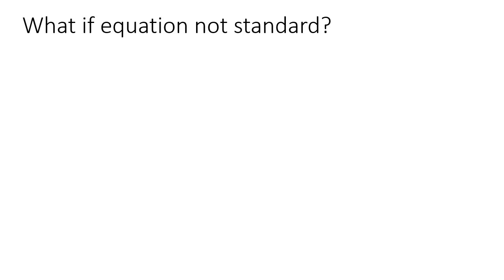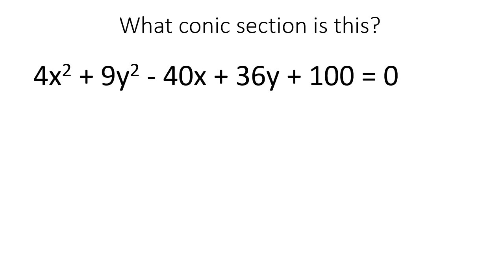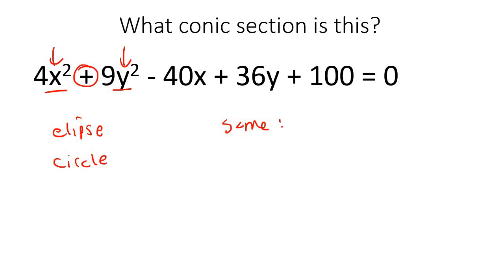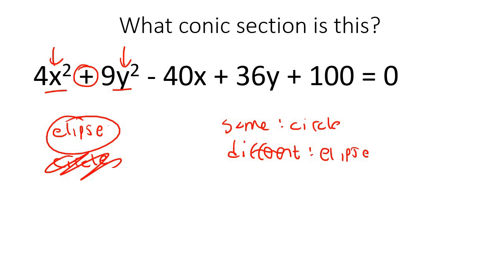Now sometimes they're not going to give you a standard equation. Sometimes they're going to give you an equation that looks like this. So what you need to do is quickly look at the x squared and the y squared. That's all that you need to do. So that's definitely not a parabola, because a parabola has only one of them squared. Look at what's in between them, a plus. So it's either going to be an ellipse or a circle. The next thing, look at the numbers in the front. Are they different or are they the same? If they are the same, then it's a circle. If they are different, then it would end up being an ellipse. After we converted it, it would end up being an ellipse. So this one is an ellipse.